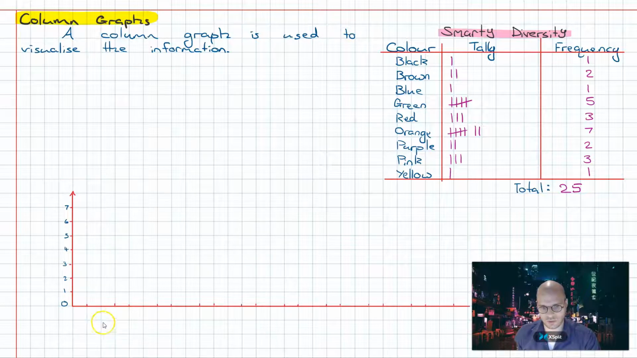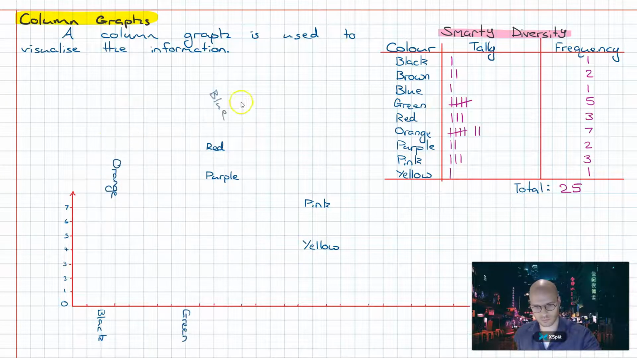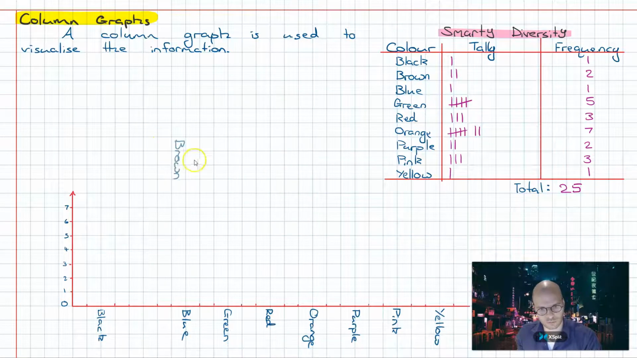Now the next step we need to do is put in the colors down the bottom here. The first color we need to put in is black. And I'm going to stylize mine like this. I'm going to fill in the rest of the colors along the bottom here. I've got all the colors down the bottom.